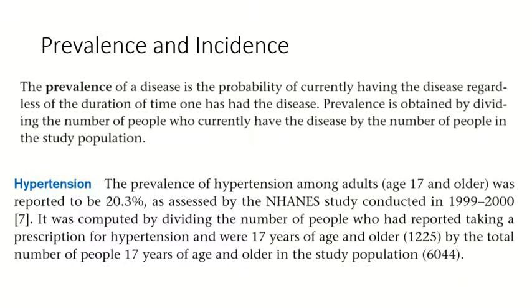So here's an example. I'll just let you read through this example since it's very self-explanatory. So the answer is already given here. The prevalence is 20.3%. And here we have some numbers, some values.